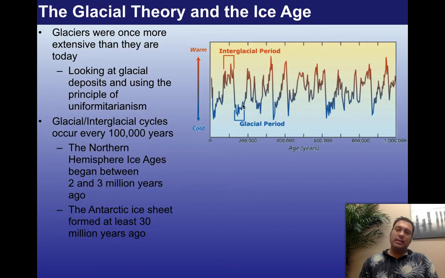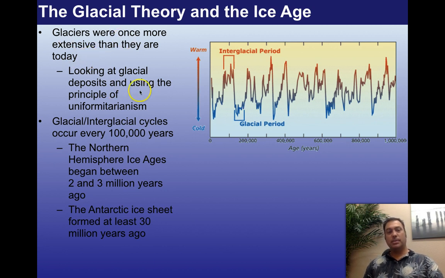One of the things that we have kind of skirted around is what makes things get hotter or colder. What are the mechanisms? How do we know about this stuff? Well, let's look at some of the records that we have. With glaciers, by looking at the distribution of moraines and till deposits, we know glaciers were once more extensive than they are today.